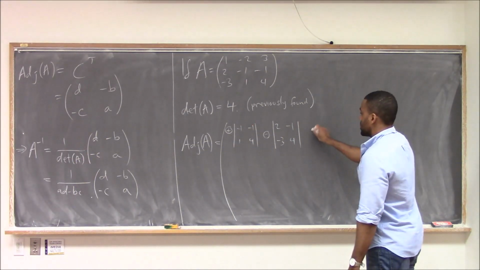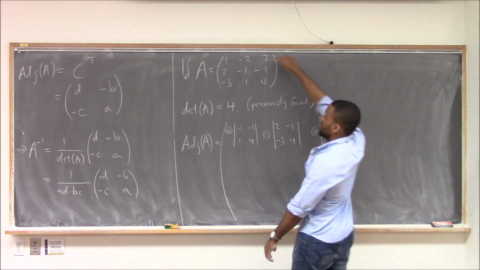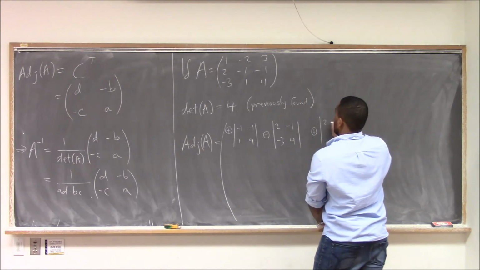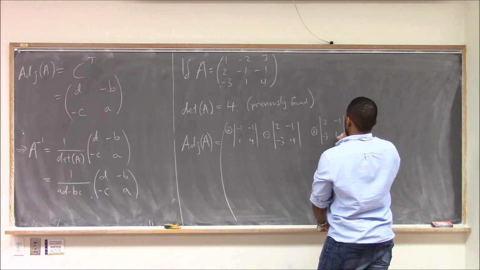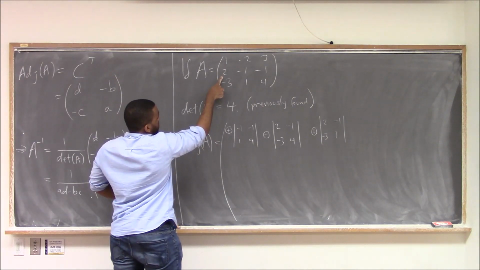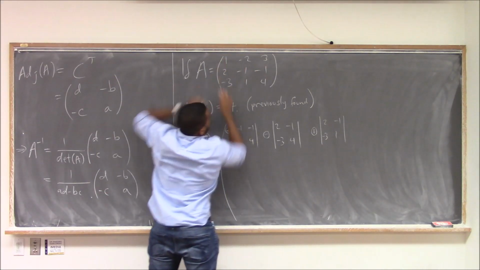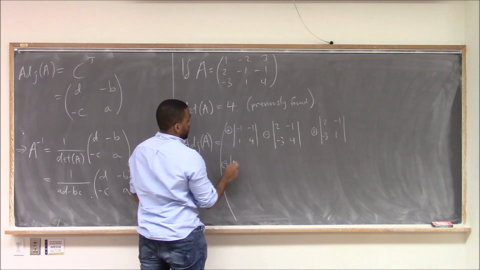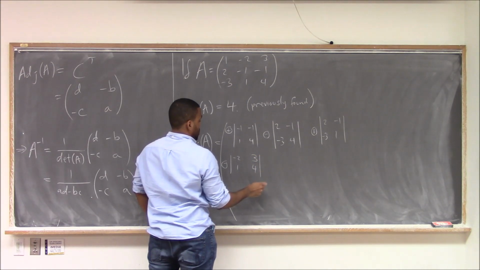Then it's going to be a plus. Now I'm in the position of the 3. Block out its row and its column. 2 minus 1 minus 3, 1. Go down to the position of 2. Block out its row and its column. That's a minus. And you're going to have minus 2, 3, 1, 4.